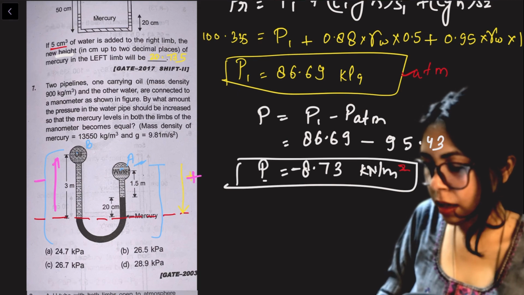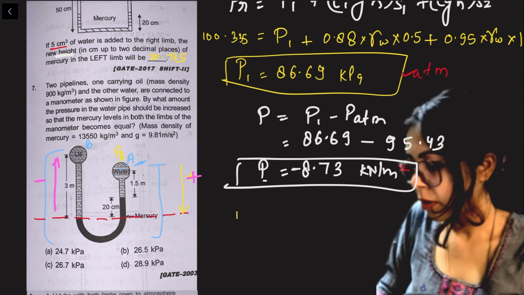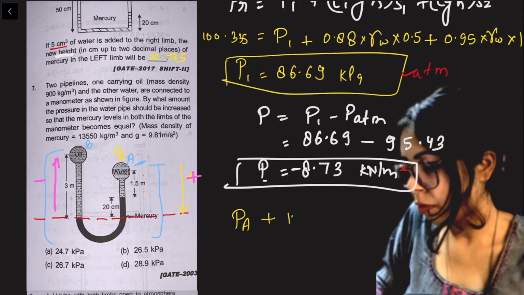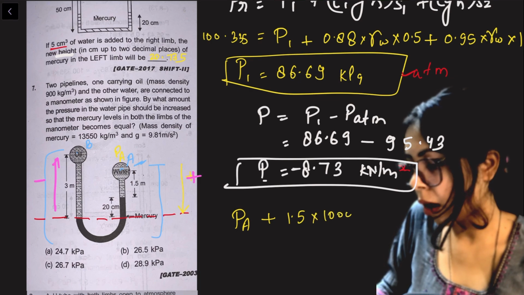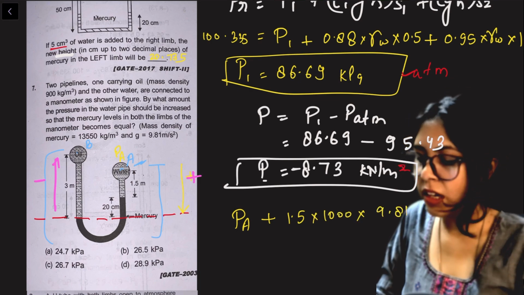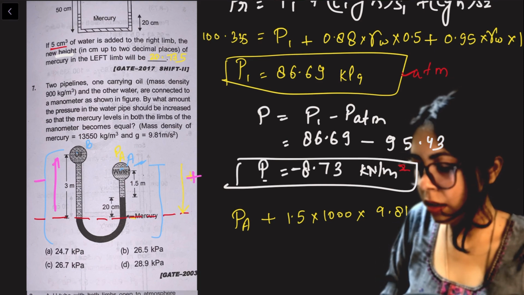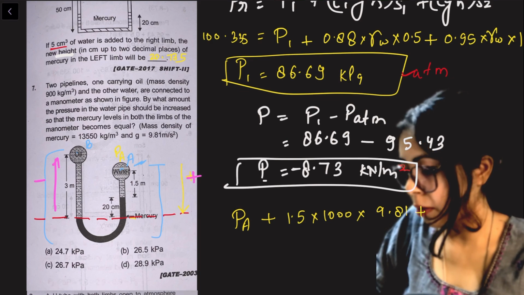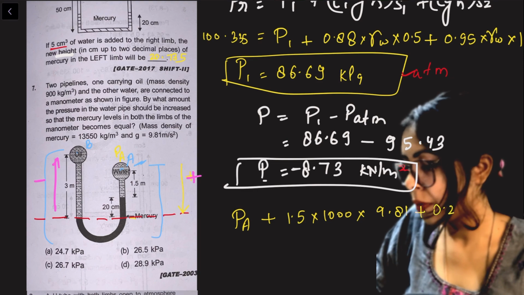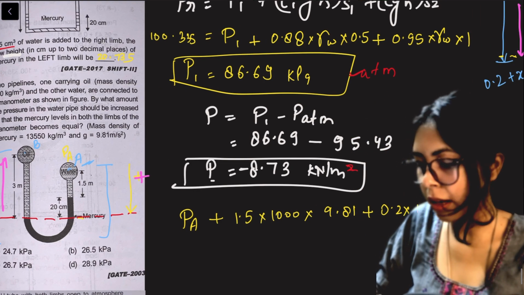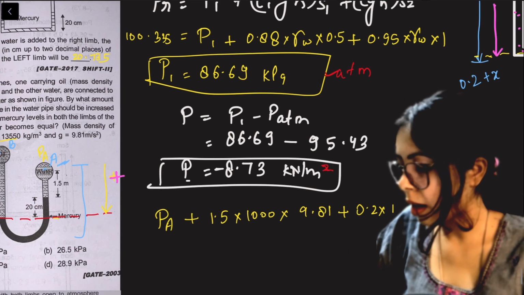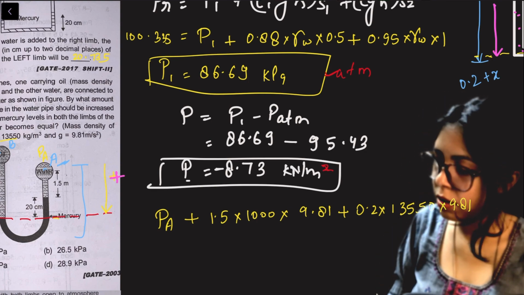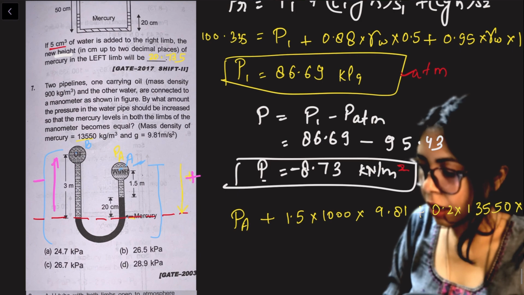So let's say, see here pressure will be PA, that I don't know, PA, plus what is the water height, 1.5 into its density 1000 into 9.81, rho g h. Until here, the next fluid is mercury, plus pressure of mercury, that is 0.2, right, 0.2 into density of mercury they have given here 13550. If it is given there I will use this 13550 into 9.81. So this is the pressure here in the right limb.